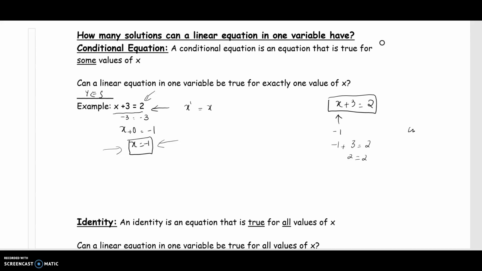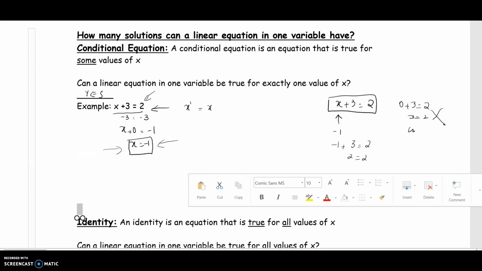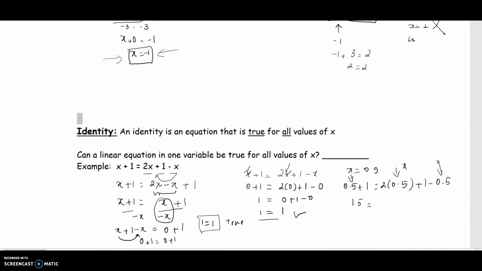And there cannot be any other number that satisfies this equation. So there's exactly one solution to this conditional equation. If you plug in a 0, for example, 0 plus 3 equals 2. So 3 equals 2, that's not a true statement. So therefore x equals 0 cannot be a solution. So this equation has exactly one solution.